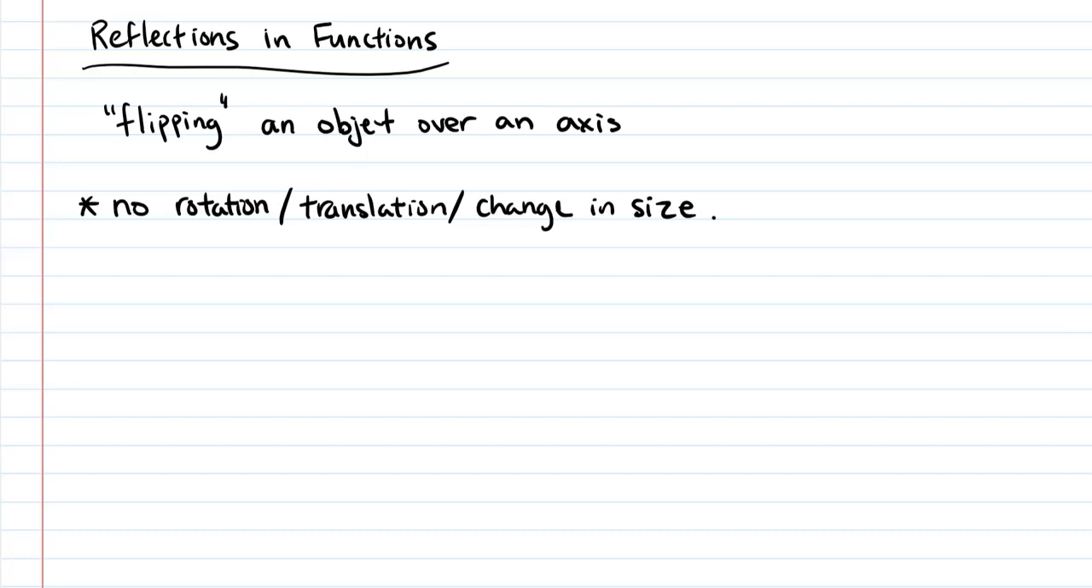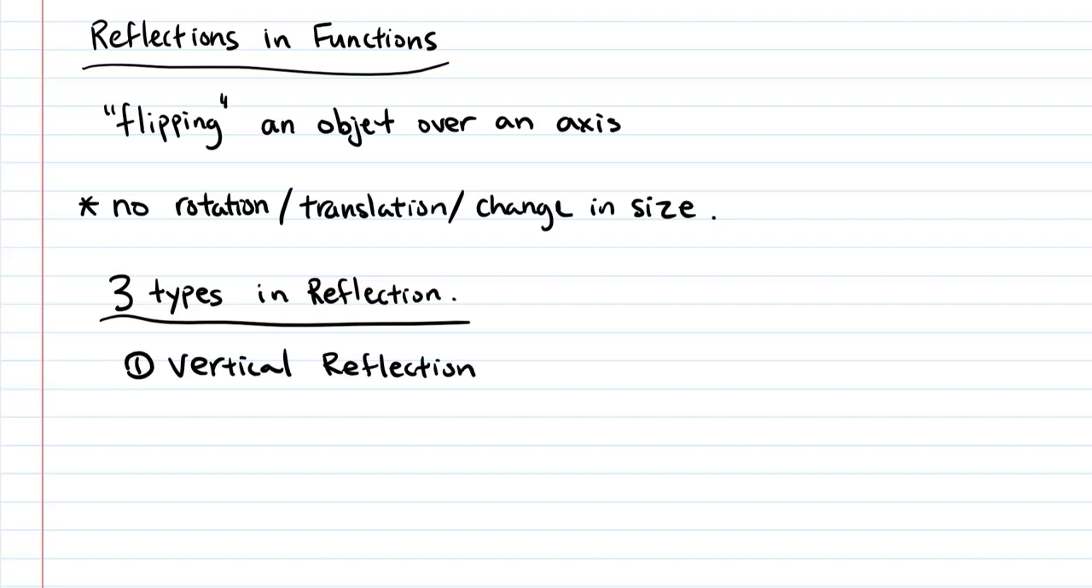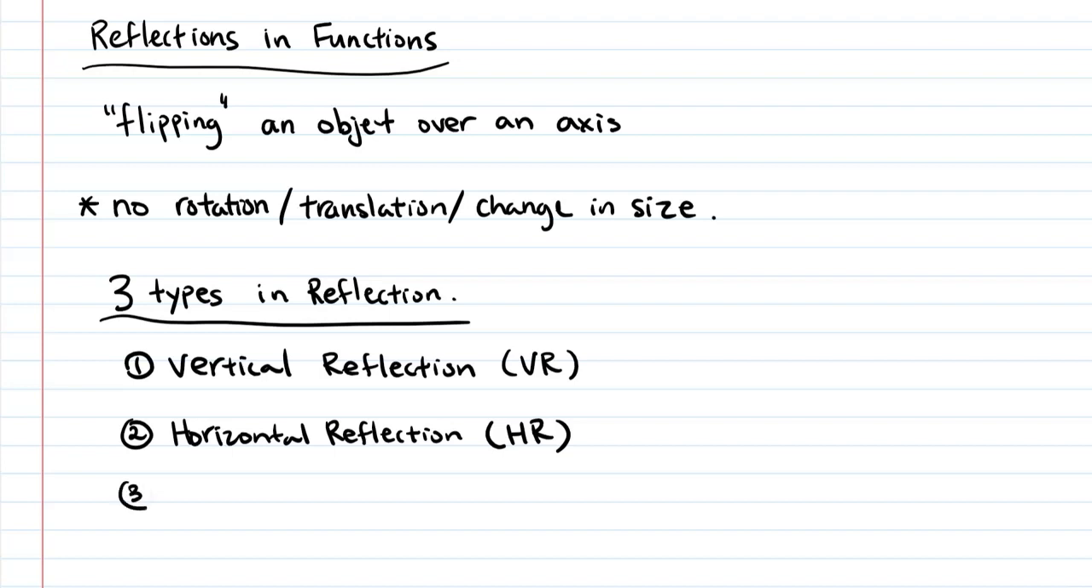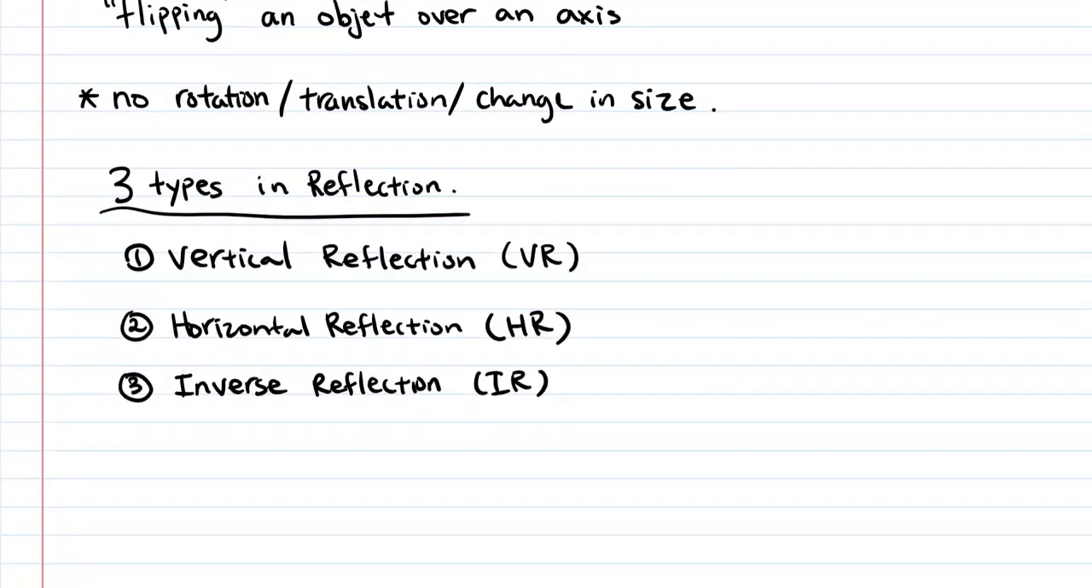There are three types of reflections. First, vertical reflection. We can call it VR in short form. Number two, horizontal reflection. We'll call that HR. The last one is inverse reflection. If you want, you can call it IR, but usually we use just the term inverse. We're going to go over each type of reflection in more detail.